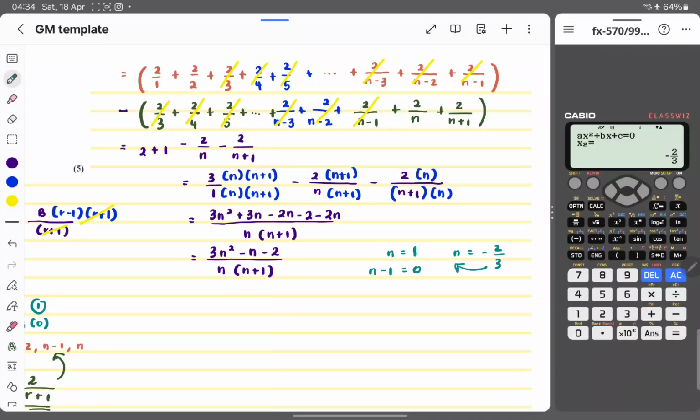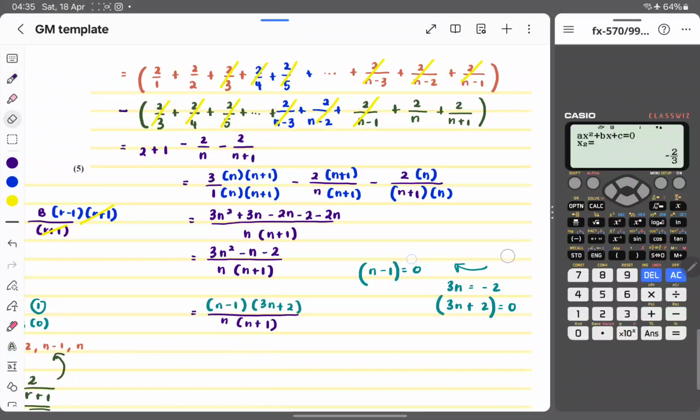Here you have to bring the 3 up first. So 3n equals negative 2, so 3n plus 2 equals 0. Now both of these are equal to 0, so we know this is the first factor and this is the second one. So that's it. The first one is n minus 1 and the second one is 3n plus 2, over n plus 1.